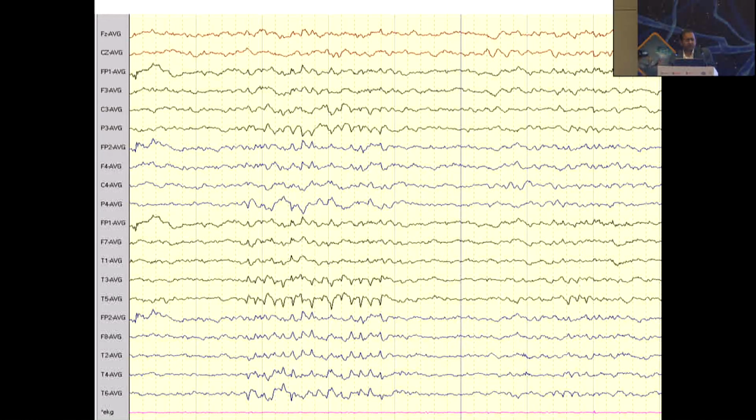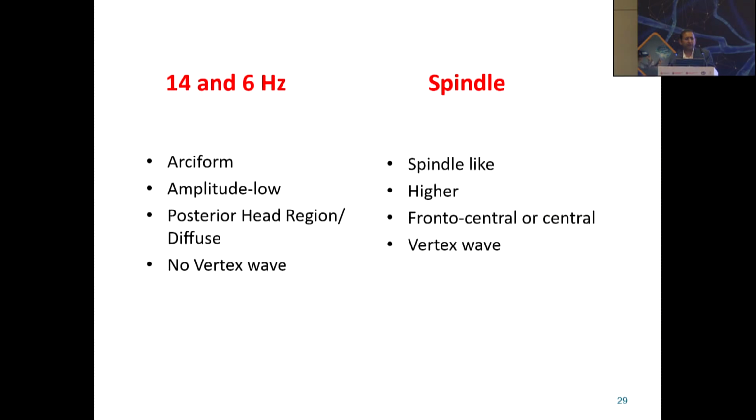This one is of 6 Hertz. You can see from here to here, 1 second is roughly 6 Hertz. And then again in referential, they are looking down. They are sharp, with a comb-like appearance. So this is ctenoid. Differentiating it from spindle, the waveform will be more arciform, more spike-like and sharper.